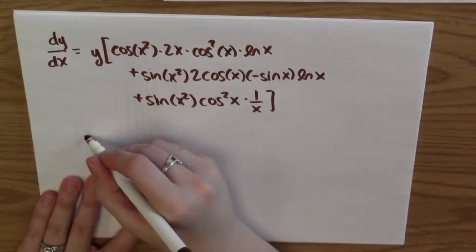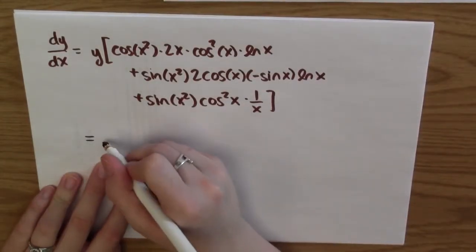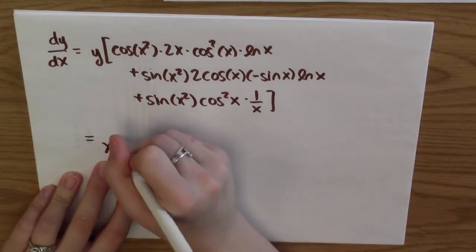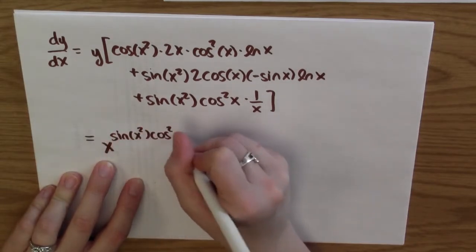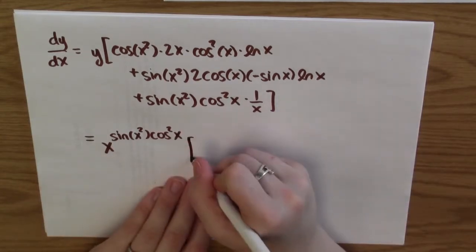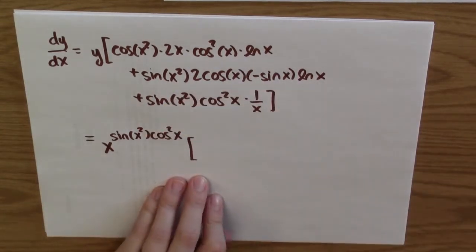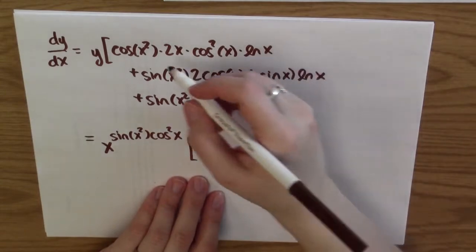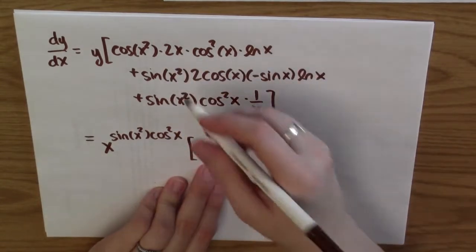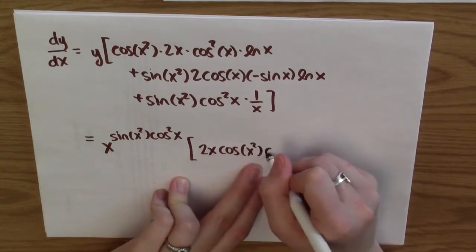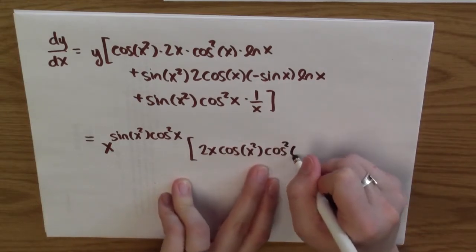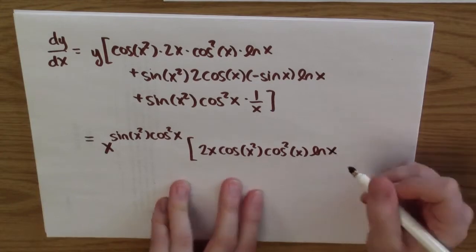So now we can go ahead and put that in. So y is equal to x to the power sine of x squared cosine squared of x. And then we multiply by, again, all of this derivative. So we'll rearrange just a little bit. We'll put the 2x first in this first term, and then we have cosine of x squared cosine squared of x and natural log of x.